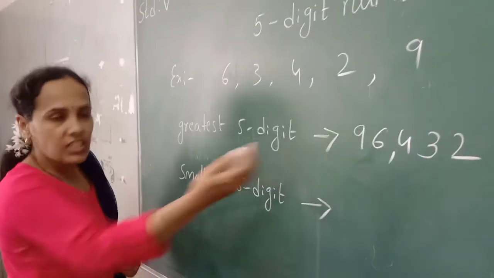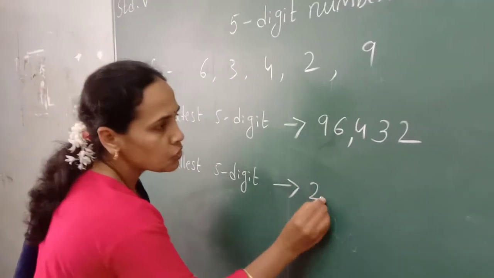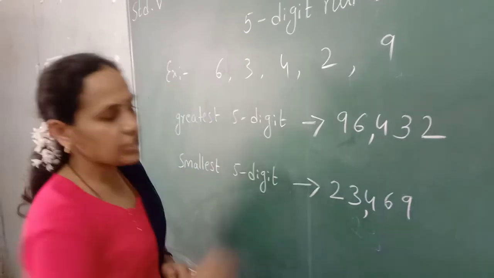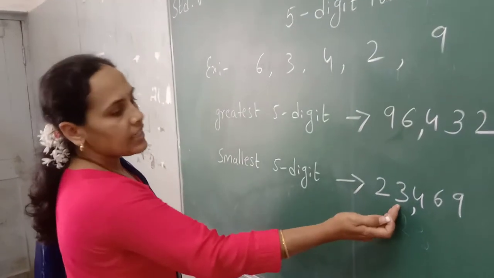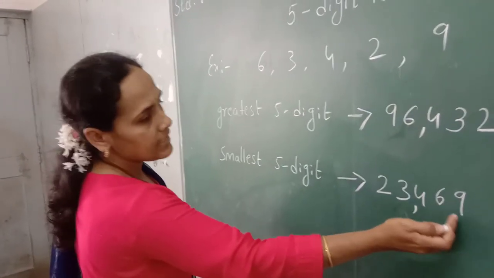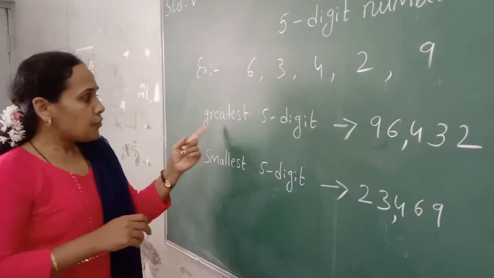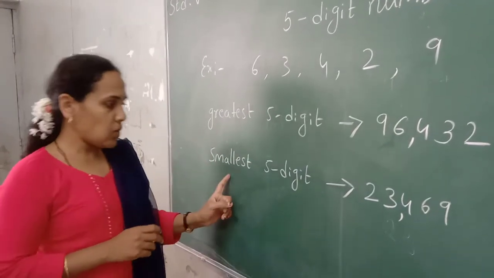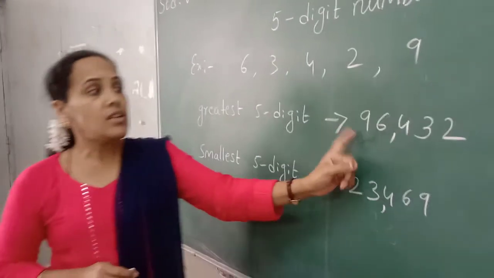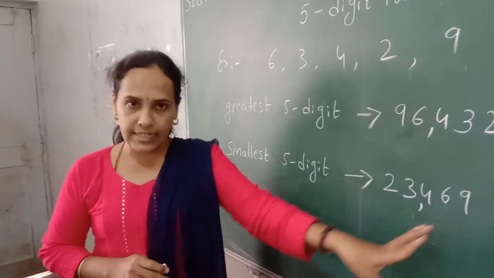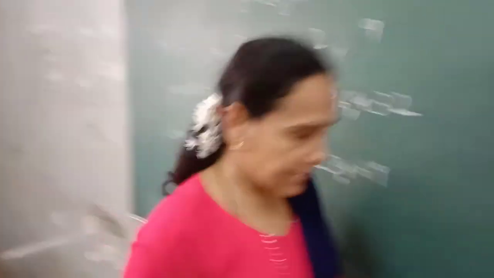Now with the same digits, if I want to form the smallest 5-digit number, I have to arrange them in the reverse order. That is 2, 3, 4, 6, 9. After putting the comma, we can read this number as 23,469. So, with these given digits, I have formed the greatest as well as the smallest. For greatest, I have arranged in descending order, and for smallest, in ascending order. Now, come to the next point.